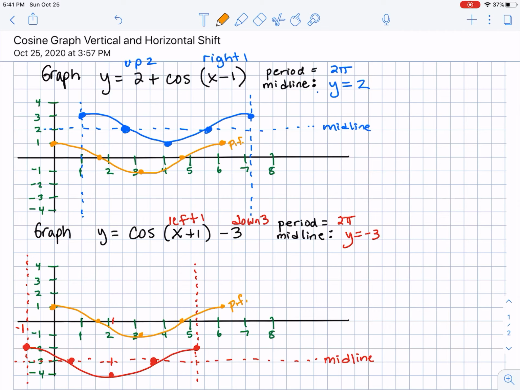Okay. So use your period and your midline along with the maximums and minimums and zeros of your cosine function in order to graph transformations of that cosine function.